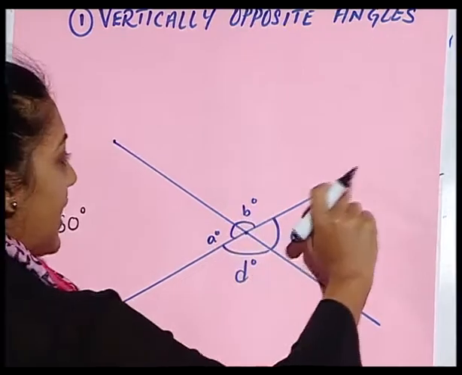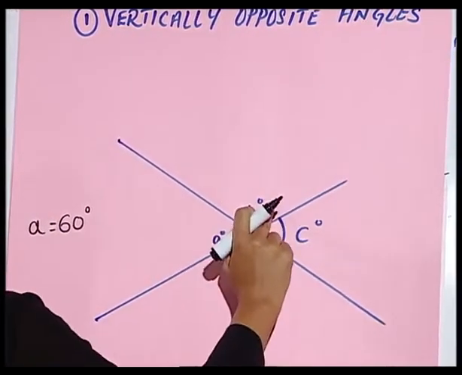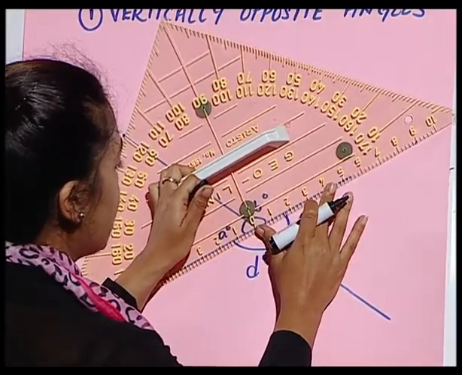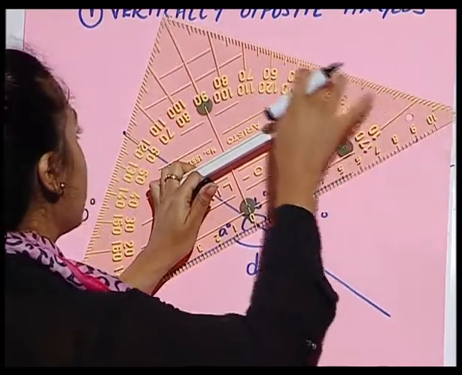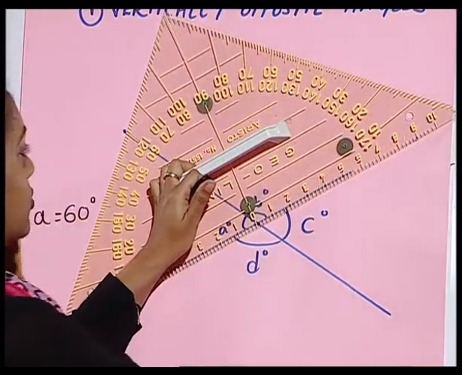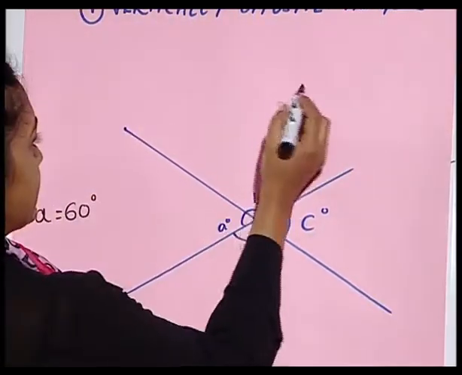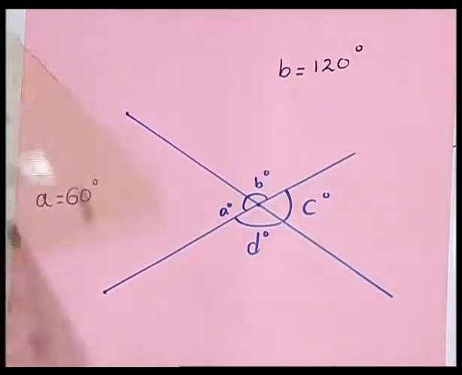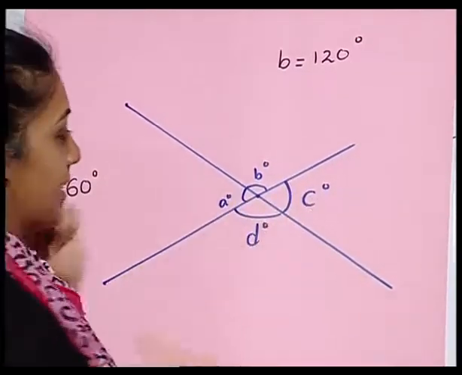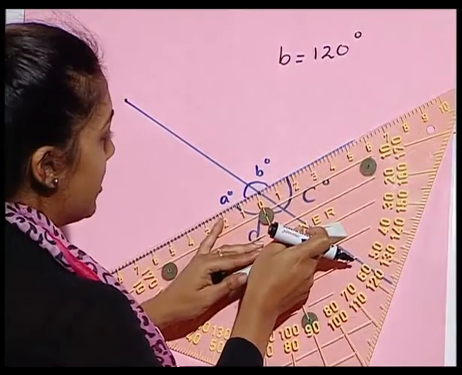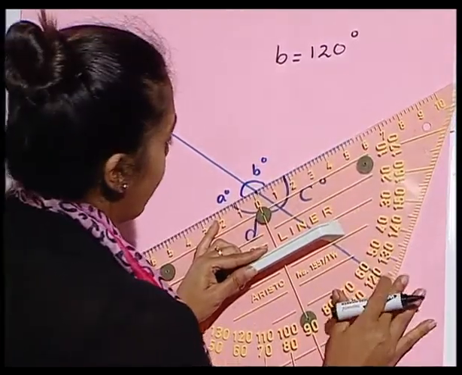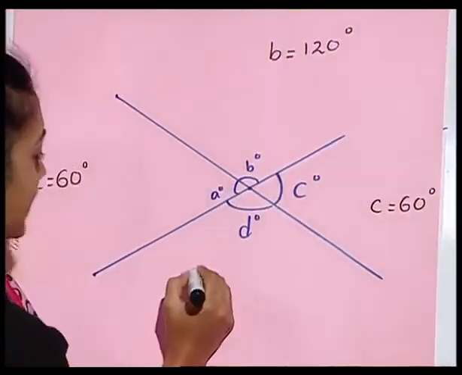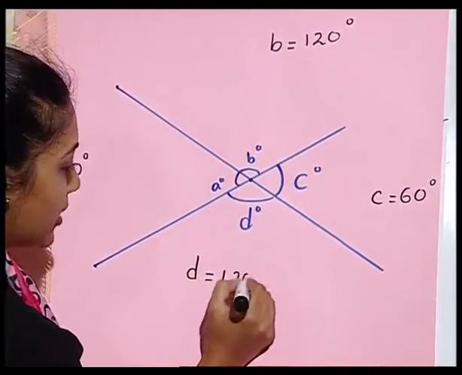Now, this is a straight angle. If this is 60 degrees, this should be 120 degrees. If you want to verify, you again place the center on the vertex and measure. From the right, you will see that it is 120 degrees. B is equal to 120 degrees. Now you can turn your protractor and measure the angle C. Again, you place it at the center. Measure the angle C. C is equal to 60 degrees. And D will be equal to 120 degrees.